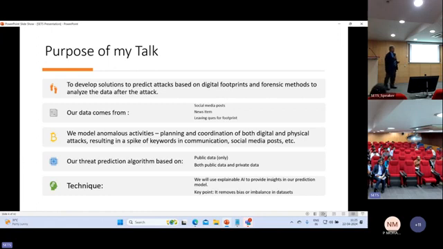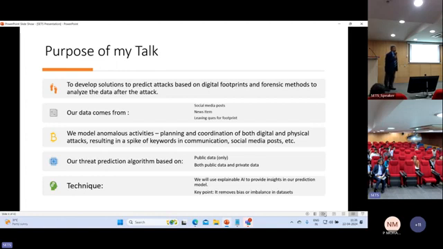So in our research, we also model anomalous activities, planning and coordination of both digital as well as physical events. That's very important. When you're looking at it, we want to look at some of the keywords that we can explore, very important in communication and even on social media, because those keywords can certainly give a structure to the footprint of why the attack is taking place.